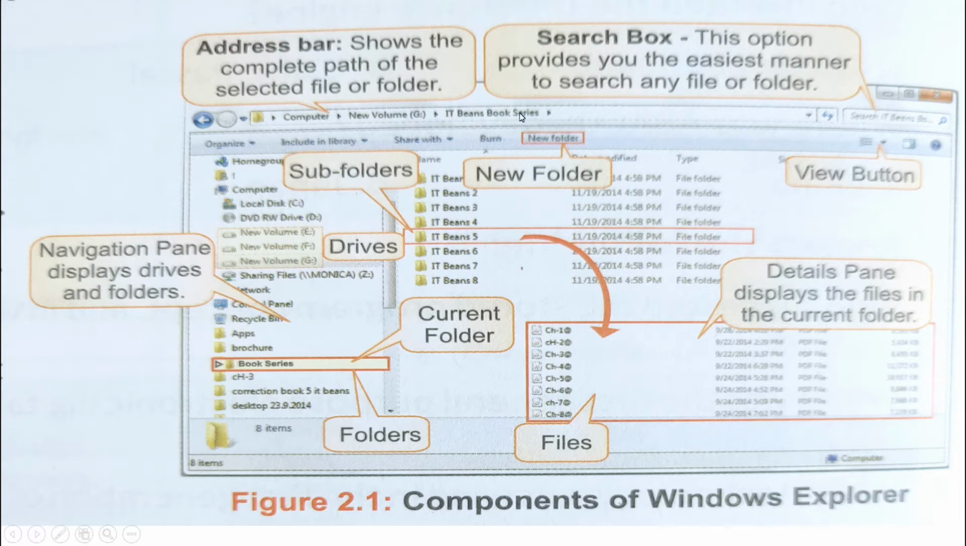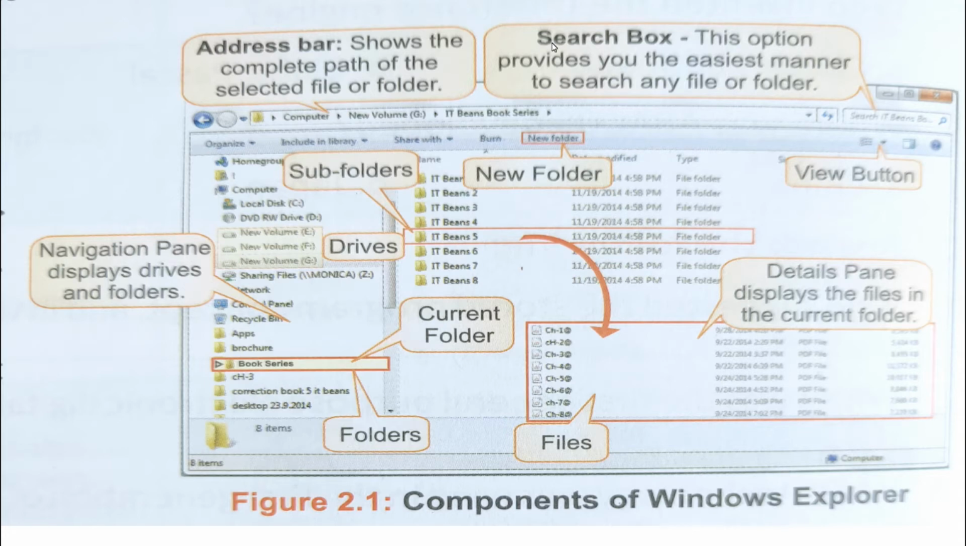At the top of Windows Explorer, you can see another white long box. The name of this box is address bar. It shows the complete path of the selected file or folder. Here, this address bar shows the path of the folder named IT Beans Book Series. The path means the location where this folder is saved in the hard disk of the computer.